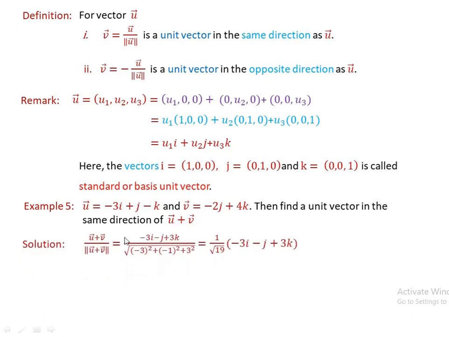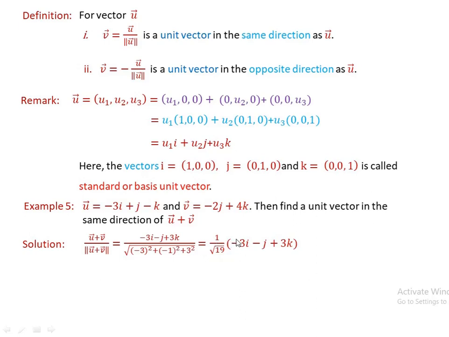Now using the definition of a unit vector in the same direction, the unit vector in the same direction as u plus v is the vector u plus v over norm of u plus v. Now u plus v is -3i - j + 3k, over its norm, which is the square root of (-3) squared plus (-1) squared plus 3 squared. Here 3 squared is 9, (-1) squared is 1, then 3 squared is 9, therefore 9 plus 1 plus 9 under the square root.